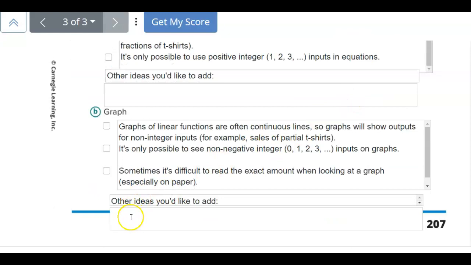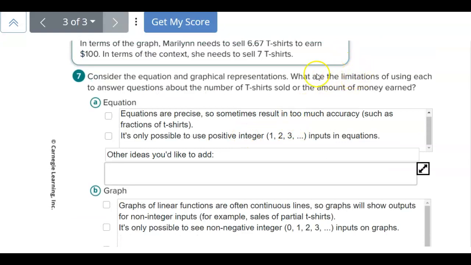And then for both, if you have other ideas, please add them here because you come up with incredible ideas, and I would love to hear what your thoughts about the limitations are of graphs and equations.